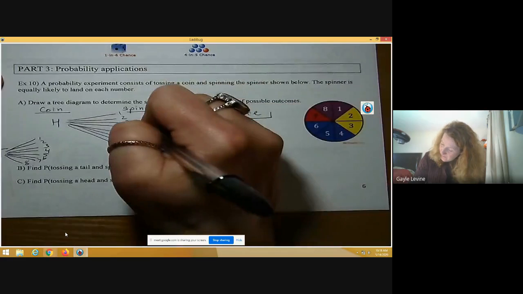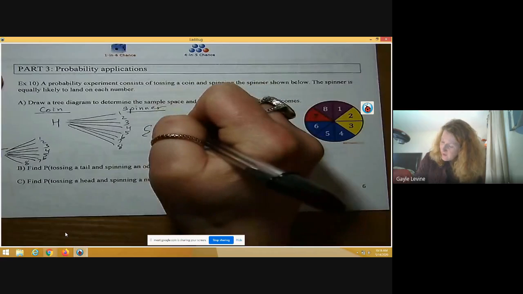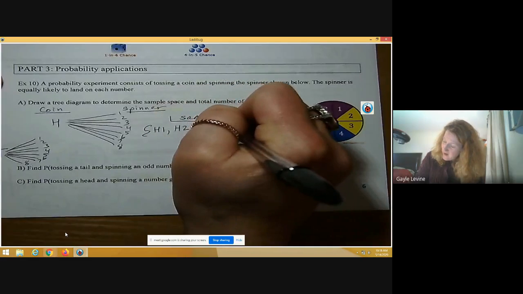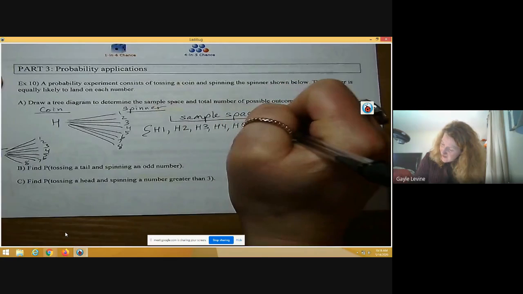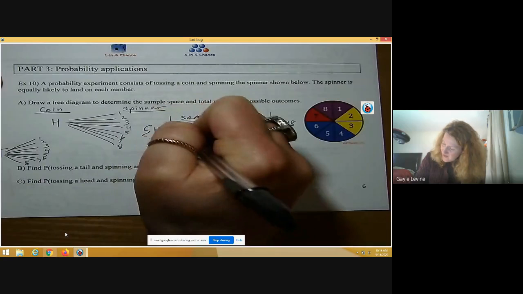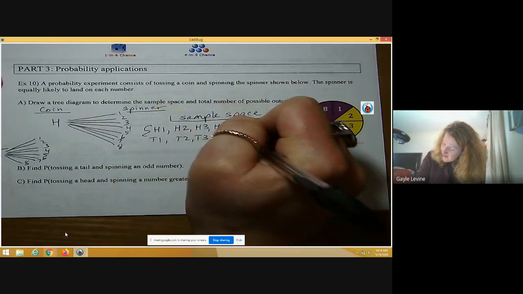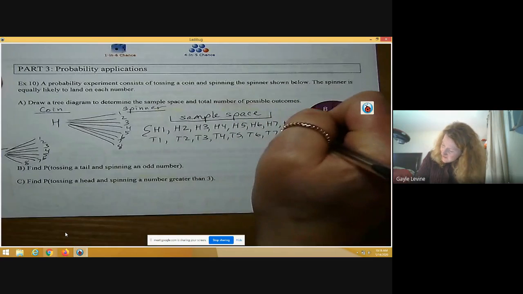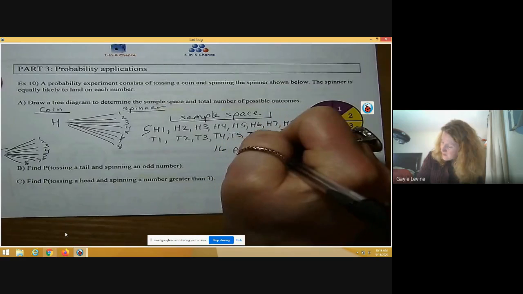Okay, so here's my bracket. H1, a head, then a 1 in the spin. Head, then a 2, head, then a 3, head, then a 4, head, then a 5, head, then a 6, head, then a 7, and then head, then an 8. And then I would do the same thing for tail. So tail 1, tail 2, tail 3, tail 4, tail 5, tail 6, tail 7, and tail 8. So there are 16 possible outcomes.